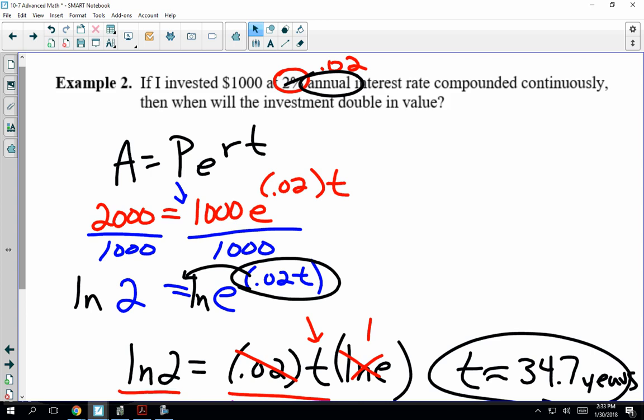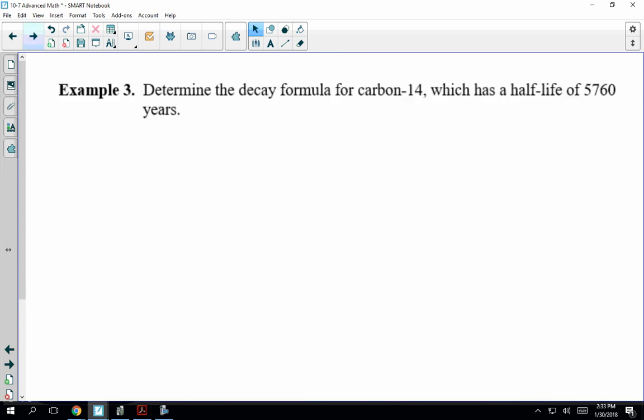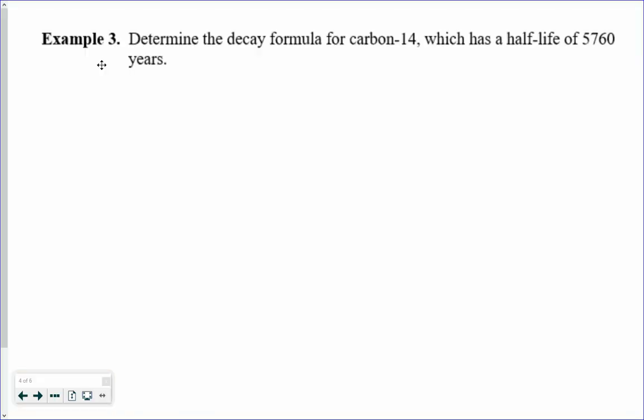Okay. Okay. Any questions so far? All right. What we're going to do now is we're actually going to come up with a formula. This formula is actually fairly commonly used.